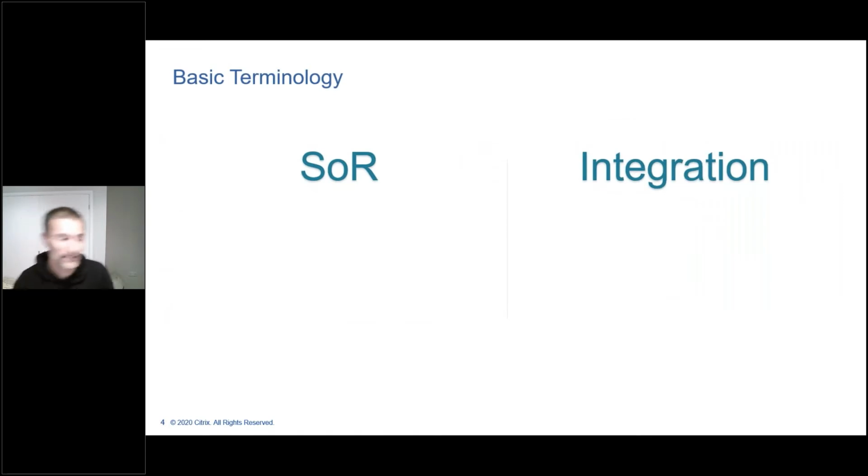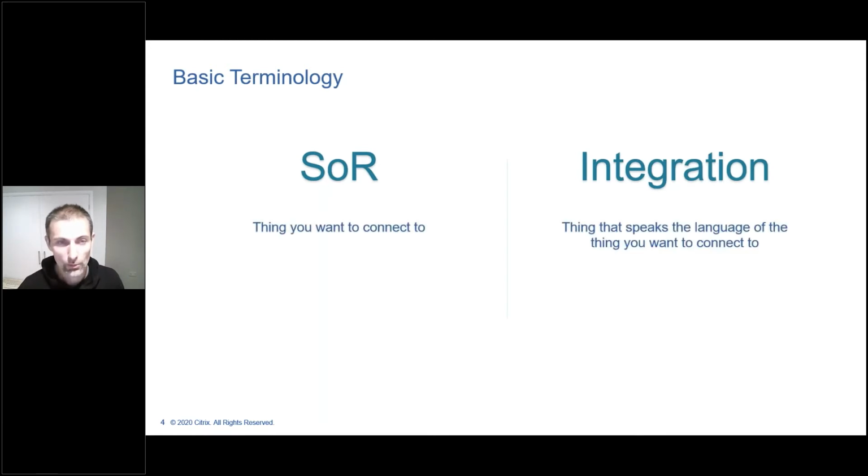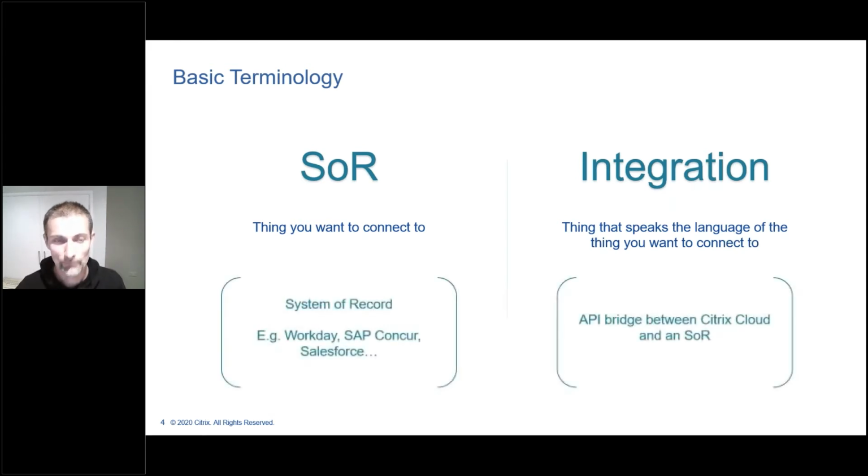So first things first, a little bit of terminology just to make sure we're all up to speed. A system of record, an SOR, what's that? It's a thing you want to connect to, so the Salesforce or Concur or whatever it is. And an integration is the bridge between Microapps and the API of the system you're talking to. Clearly, you need some kind of bridge because we need to know what API you speak on the system of record side. Here are some examples, just a reminder: Workday, SAP, etc. Those are all things that you want to talk to, and the way you talk to them is via an integration as an API bridge. So simple, but important.